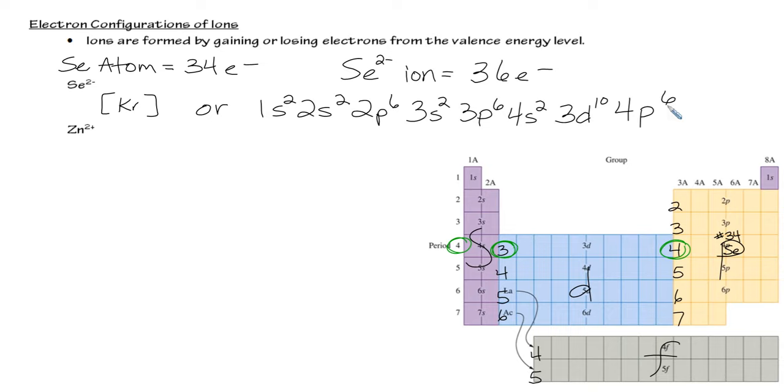This is the 4p. Our friend zinc. I promise you, this zinc plus 2 ion configuration is totally on a test. I'm not going to tell you which one, but it's on one of the tests. Zinc is element number 30. So zinc plus 2 means to lose 2 electrons.